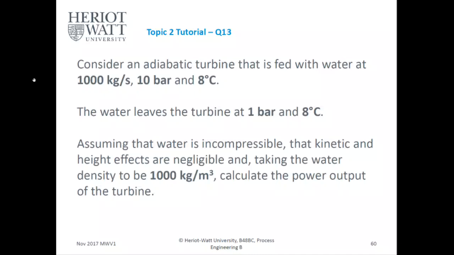Consider an adiabatic turbine. I'm just trying to get through this quickly so you get the answers as well. That is fed with water at 1,000 kilograms per second, 10 bar and 8 degrees. The water leaves the turbine at 1 bar and 8 degrees. Assuming that water is incompressible, that kinetic and height effects are negligible, and taking the water density to be 1,000 kilograms per meter cubed, calculate the power output of the turbine. Again, it's potential energy related.